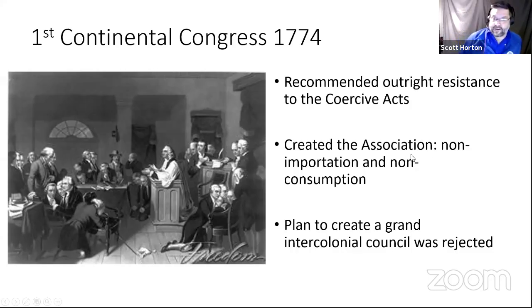They come up with a thing called the Association, which carries out non-importation, again, an economic response here. But they're not ready to declare independence, and that's an important part of the story here. Again, we don't want to read history backwards because we know where this is going. But in 1774, most colonists were not supportive of declaring independence or creating their own government. They simply wanted their rights within the British Empire.